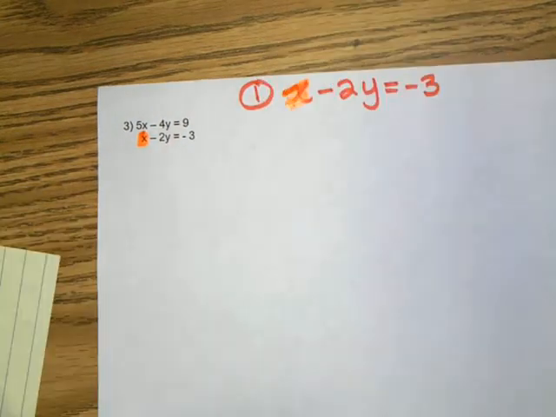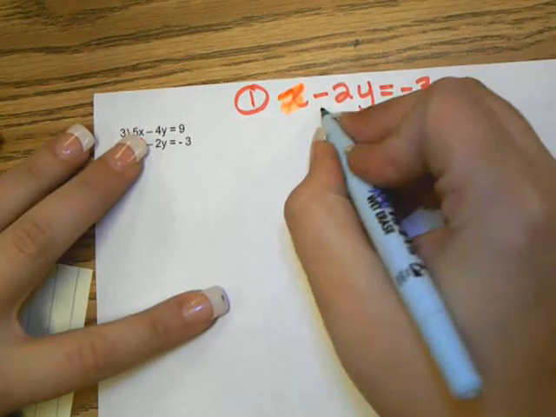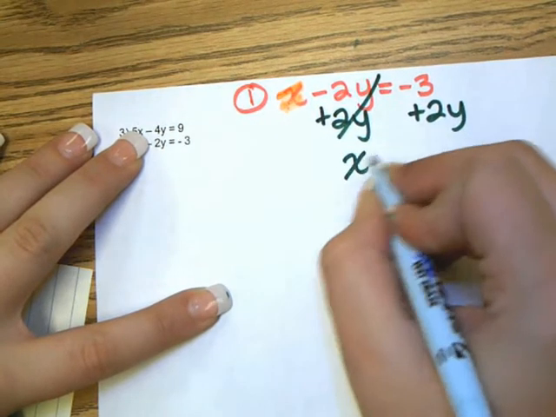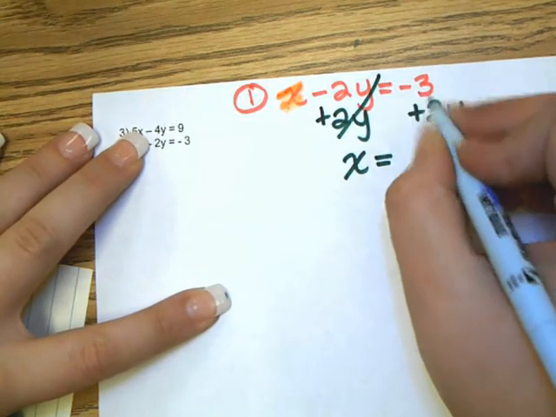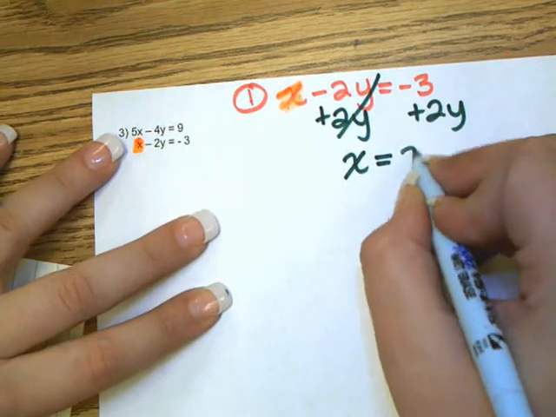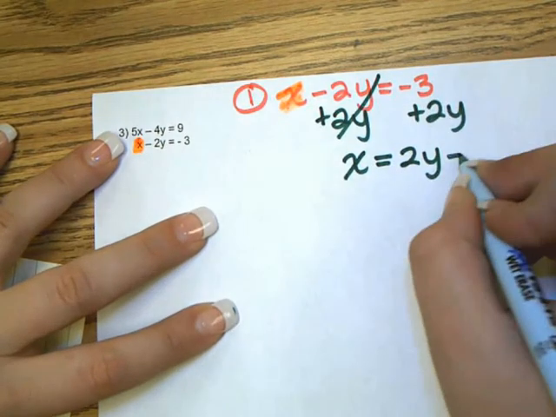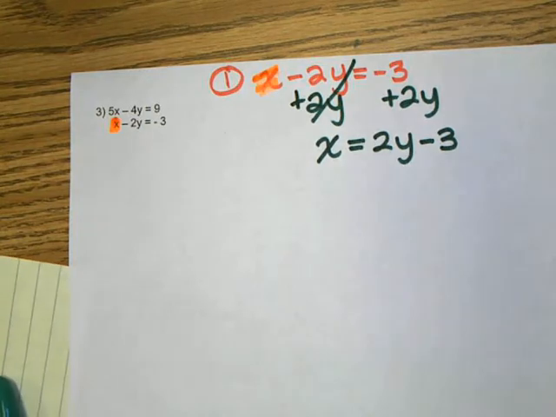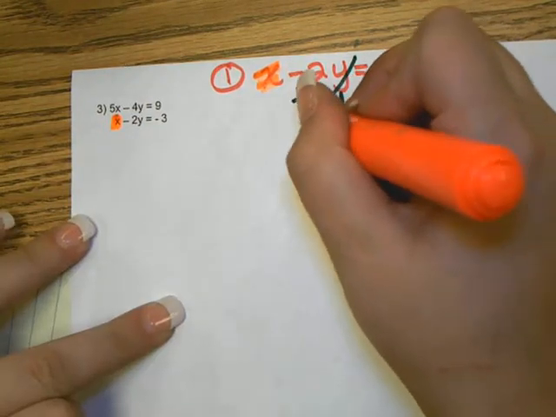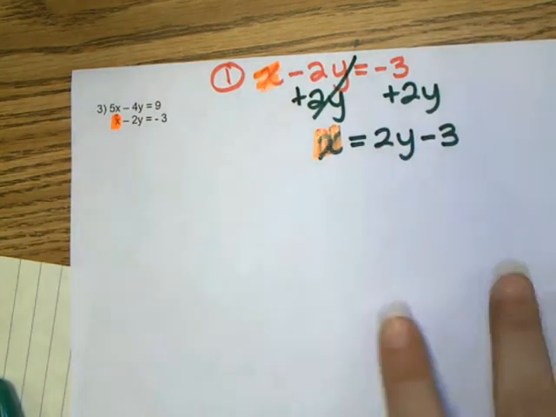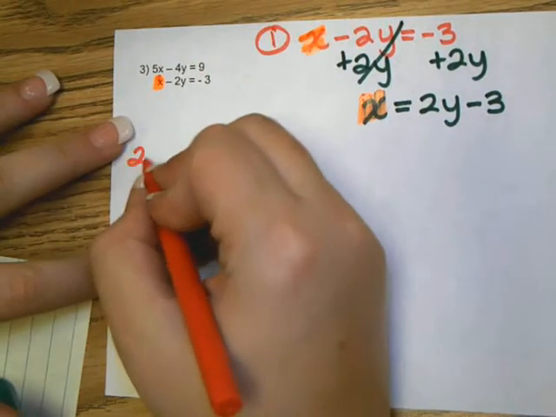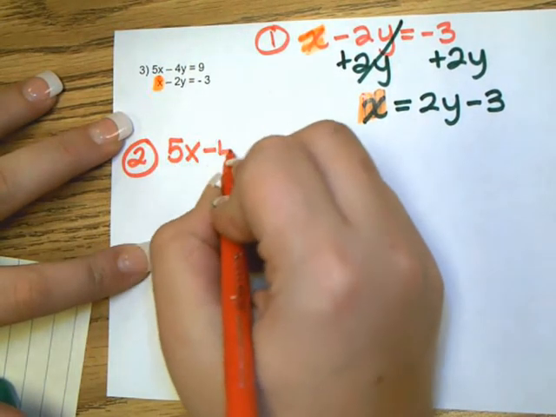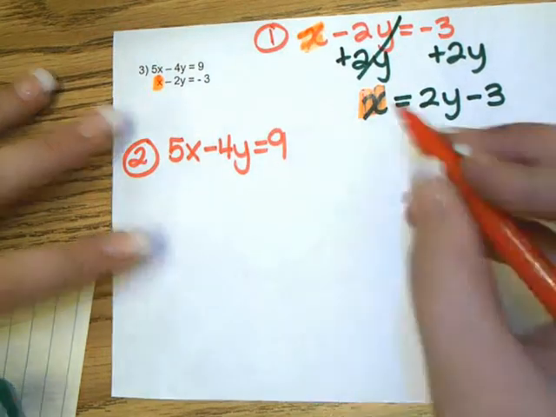So step 1, I need to get x by itself. I want to get this x by itself. So we're going to add 2y. And now the x is by itself. It doesn't matter which one of these goes first. I'm going to put the 2y first because I have the habit of putting the variable first. Okay, so that was step 1. So now I have one of the variables by itself.